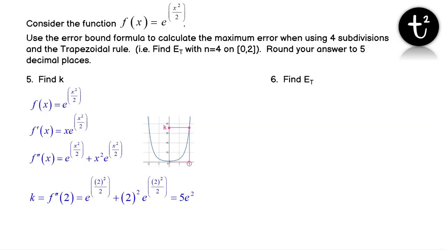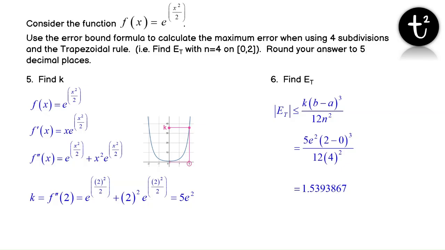All right, so in number 6, we want to find the actual error. So this is the easy part, pretty much plug and chug. The formula for the error of trapezoid, we know that the error will be less than or equal to k times b minus a cubed divided by 12n squared. So that's going to be 5e squared times 2 minus 0 cubed over 12 times 4 squared. I get 1.5393867. Make sure on this previous problem, when you enter your answer, to round it properly to 5 decimal places.